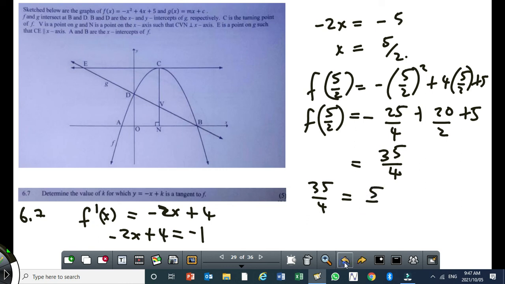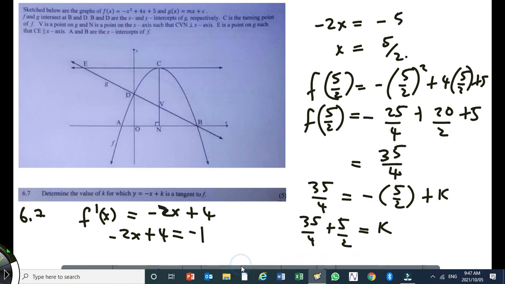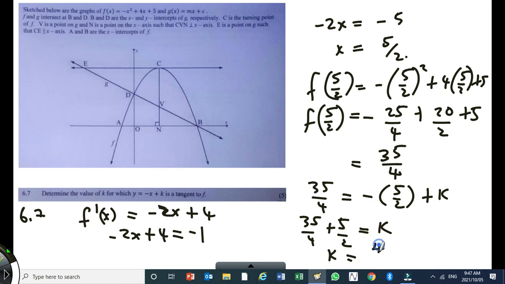This will be minus 5 over 2 plus k. Then you simplify it. So you take the 5 over 2, you get 35 over 4 plus 5 over 2 is equal to k. To simplify that, what do you get? K will be equal to what? 45 over 4.